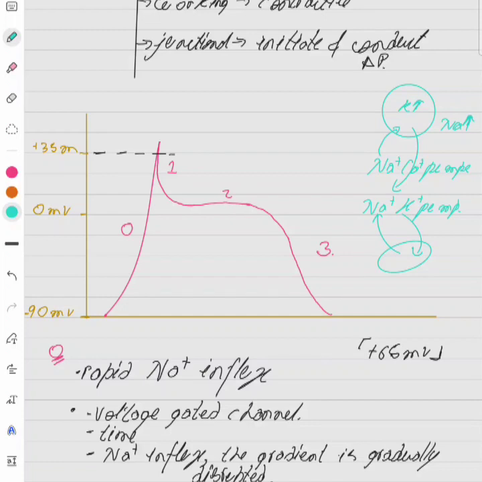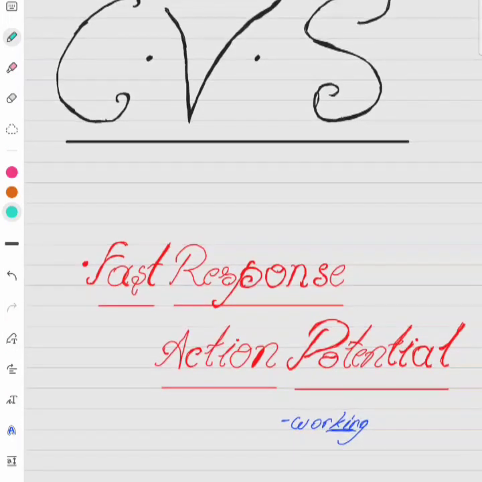And as you saw, there was no need for any generation of impulse, because that's the function of junctional cells, which will be studied in slow response action potential in oncoming videos.